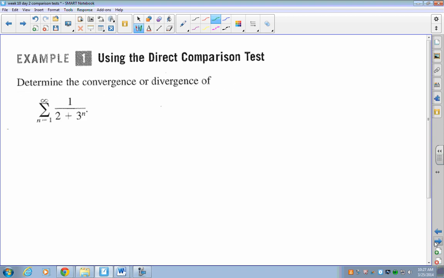Help. What's the core part to this problem? 1/3 to the n. So the core part is 1/3 to the n. Do you guys agree? The annoying part is the +2. So the core part is that. The annoying part is the +2.